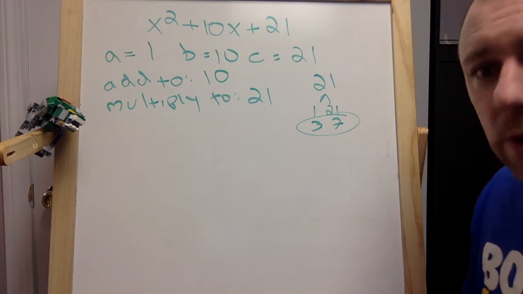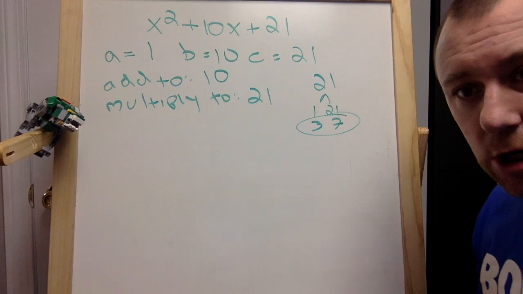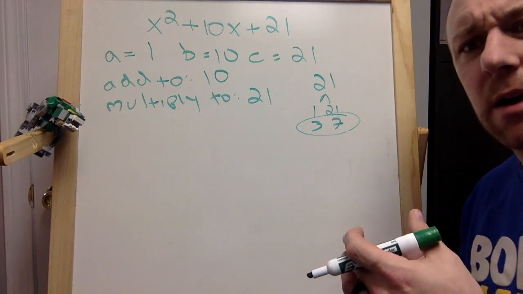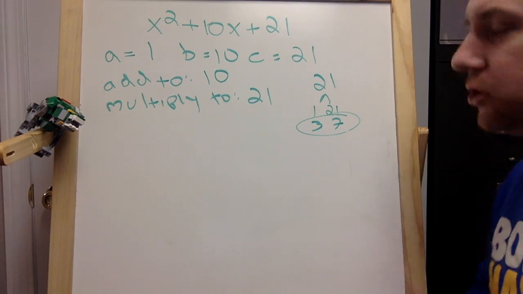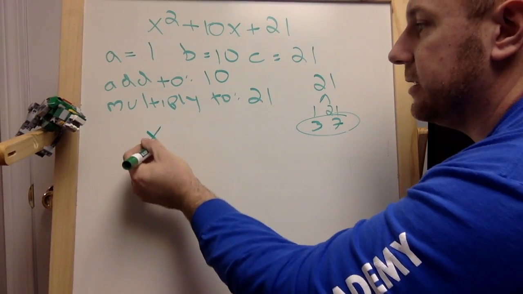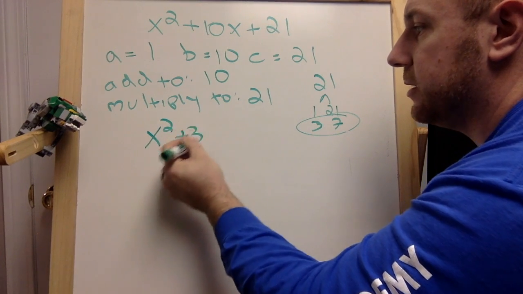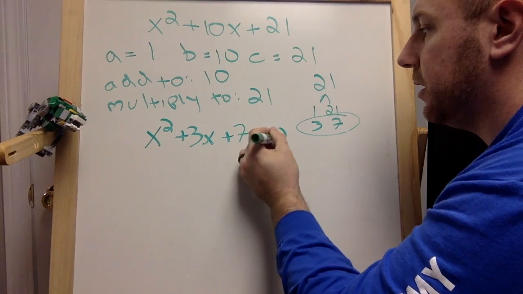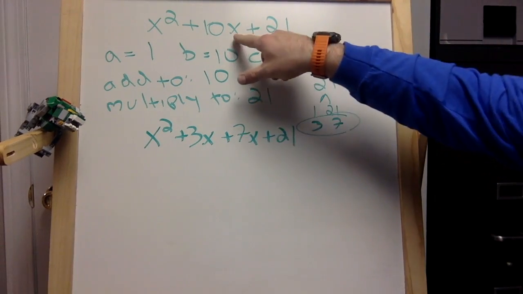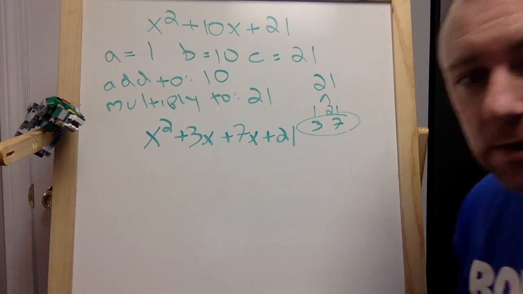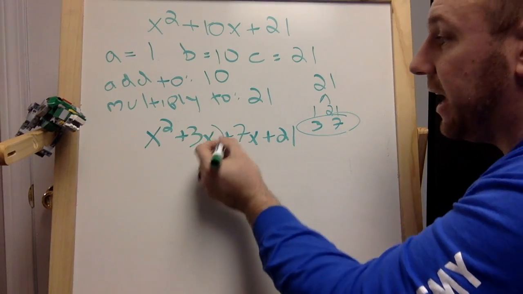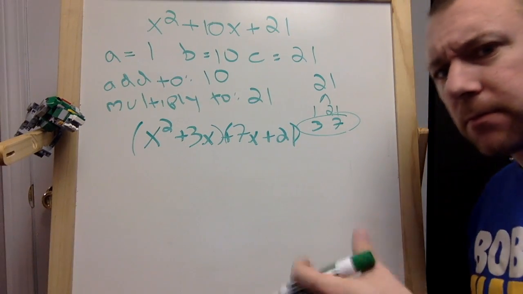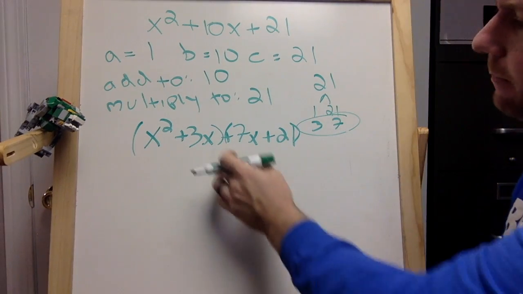So what I do is I replace the middle term with 3 and 7. And what I mean by replace that middle term is I write it out as x squared plus 3x plus 7x plus 21. So that 10x becomes 3x and 7x. Now I can factor by grouping. Now again, I'm writing this out. It'll get easier over time.